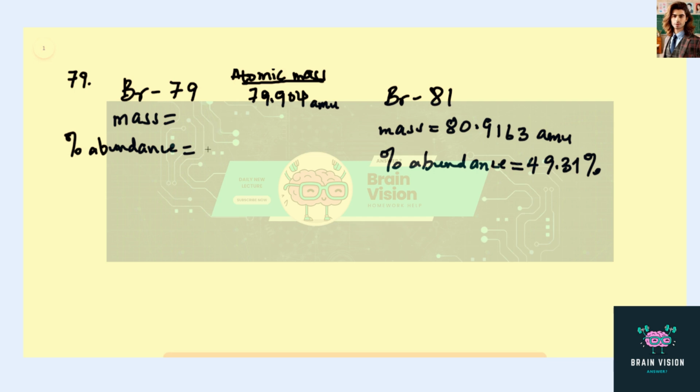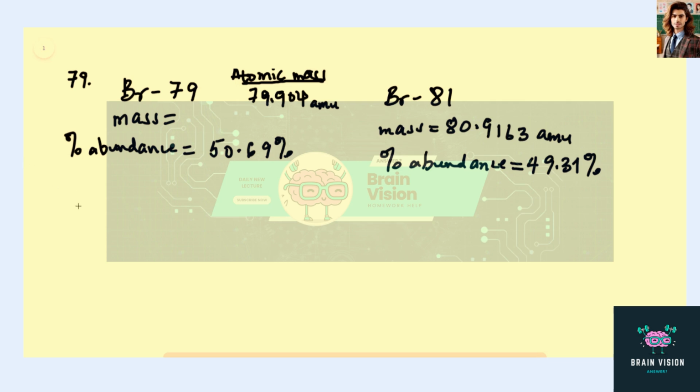Since there are only two naturally occurring isotopes of bromine, the sum of the two percent abundances should be 100%. So the percent abundance of the second one is essentially 100 minus the percent abundance of the first one. The percent abundance of bromine 79 is 100 minus 49.31, which is 50.69%. So that's the first part, to determine the percent abundance.